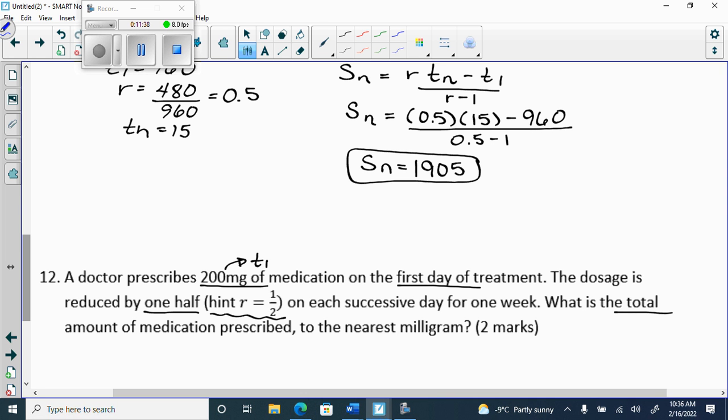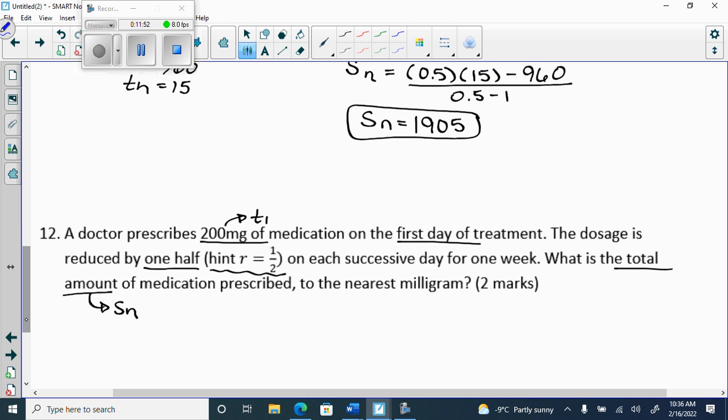When they use total, what are they asking us to find? The total, which is the sum. They're asking us to find Sn. Prescribed to the nearest milligram. So they want to know Sn.